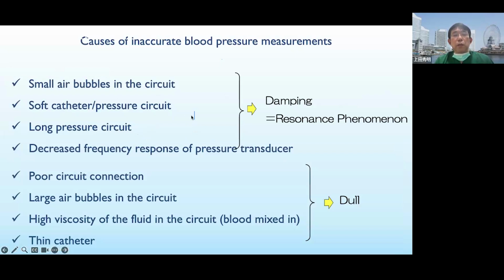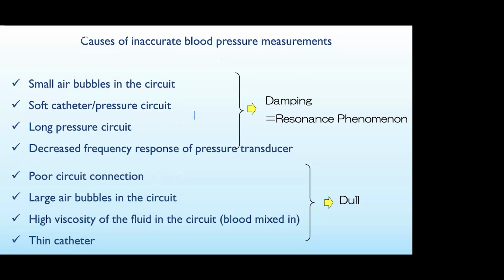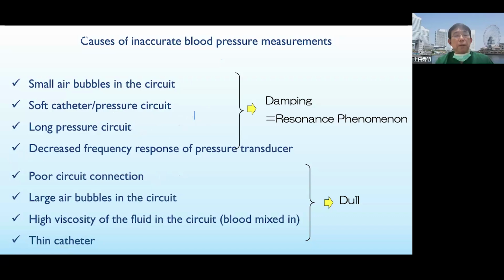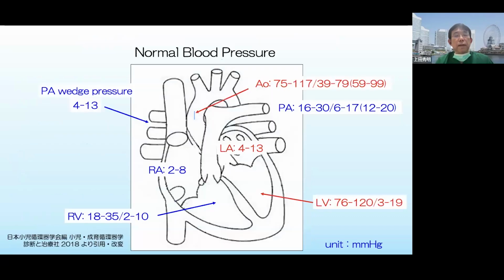So whenever we see that kind of damping or dullness, we have to check how the catheters are. If there's an air bubble inside, we have to get rid of it. Maybe we have to change the catheters to reflect the two pressures. Maybe the circuit connections are a little bit not rigid. Be sure that they are connected very tightly.